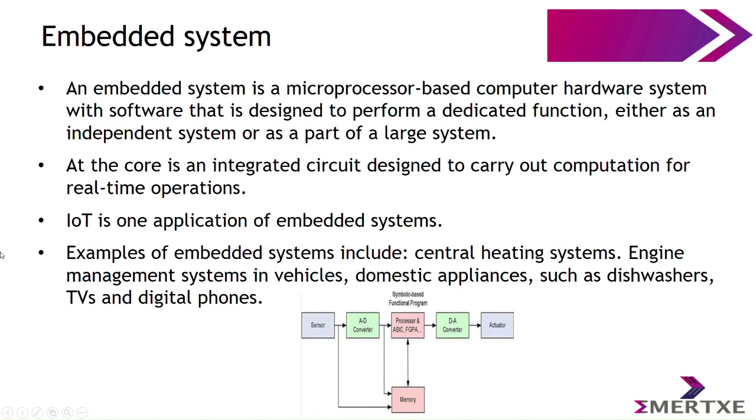What is an embedded system? An embedded system is a microprocessor based computer hardware system with software that is designed to perform a dedicated function, either as an independent system or as a part of a larger system. At the core is an integrated circuit designed to carry out computation for real-time operations. IoT is one application of embedded systems. Examples of embedded systems include central heating systems, engine management systems in vehicles, domestic appliances such as dishwashers, TVs, and digital phones.